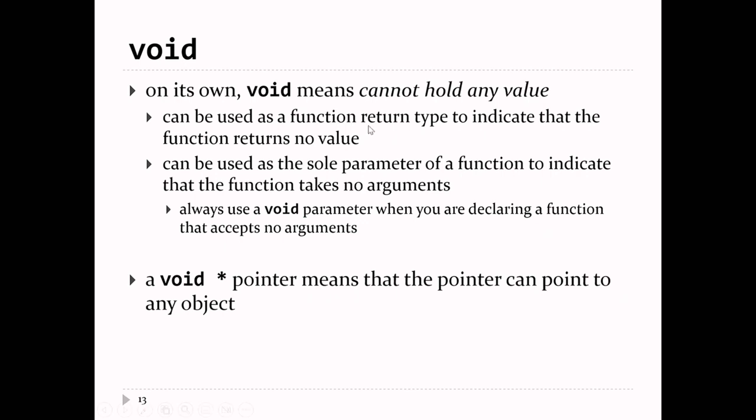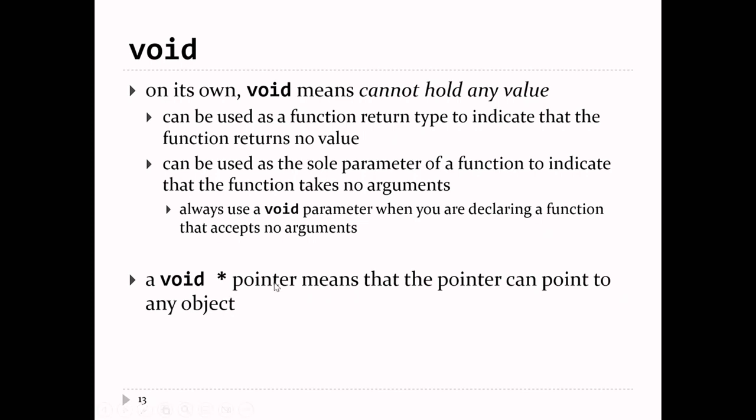Okay, on its own, there's this type called void, which you've seen a little bit. So you've seen main void, or you've seen some function returns the value void. Void means cannot hold any value. So you can use it as a function return type to indicate that the function does not return a value. You can use it as the only parameter to a function to indicate that the function has no parameters, and you should generally do that as a rule. Those are the only 2 uses of void, except for pointers.